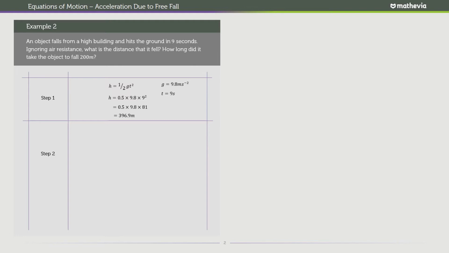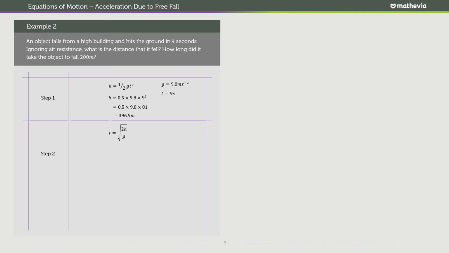Now, we're also given a case where we're looking to find the time it took for this body to fall through 200 meters. So this body was falling, the total height, as we found from step one, was 396 meters. Okay, and we're looking to find the time it took this body to fall through just about half that, at 200 meters. And to do that, we have t equals the square root of 2h over g.